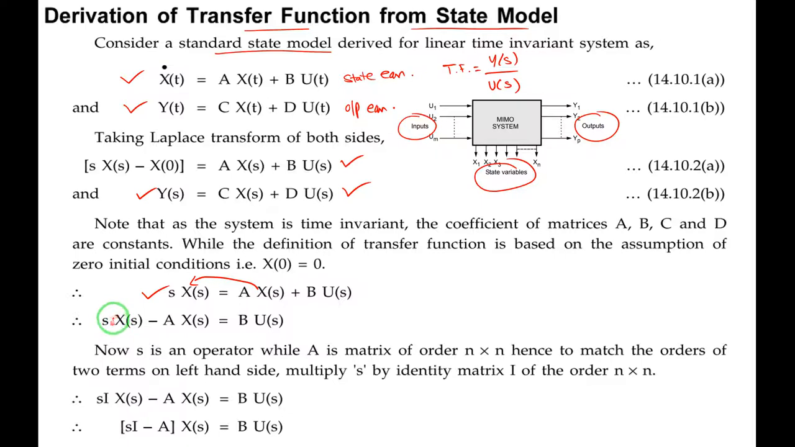Let me add I for this identity matrix. So sI into X of s. If I add the identity matrix, there is no harm in it. So sI into X of s minus A into X of s is equal to B into U of s. Take X of s common from both. So I get (sI minus A) into X of s is equal to B into U of s. Then I will be getting X of s.